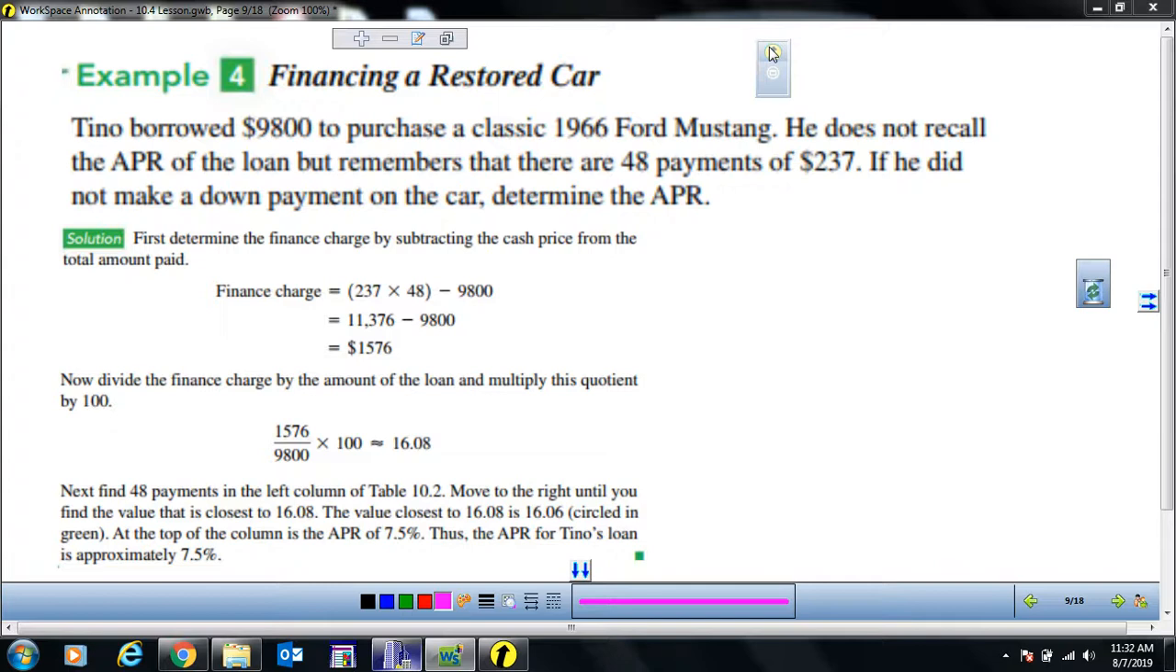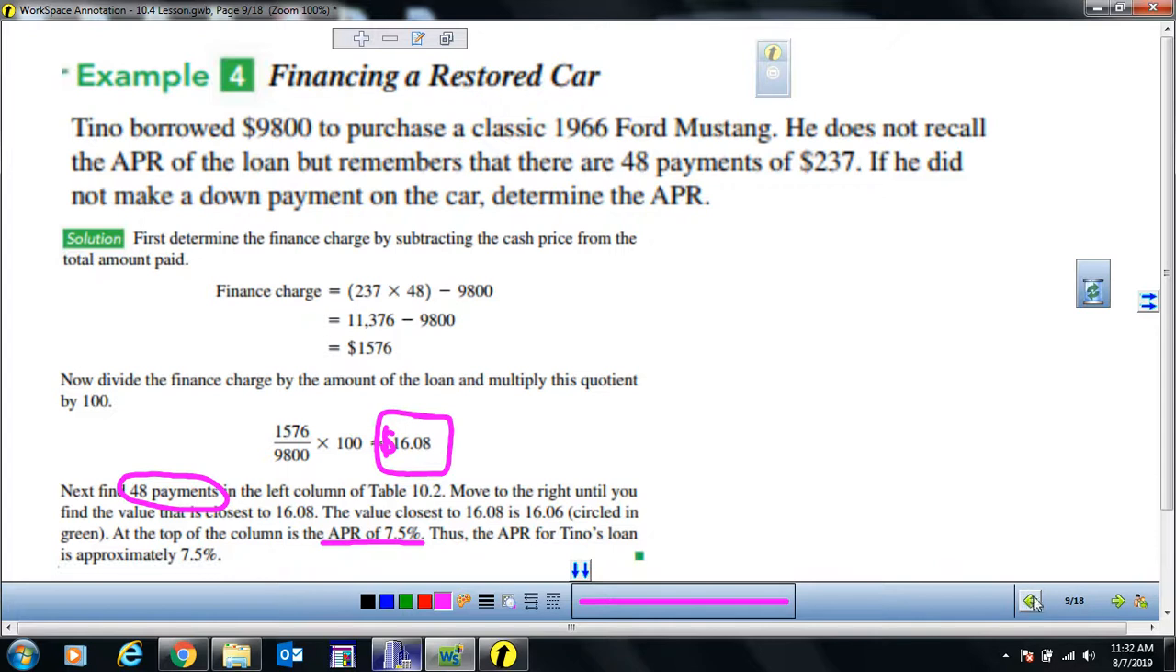Now divide the finance charge by the amount of the loan and multiply this by 100, which is what we did in the previous problem. So 16.08. So now you're going to go to the 10.2 table. You're going to look for the combination of 48 payments with, remember this is dollars, $16.08, and it says here that we're going to find that the APR is 7.5.